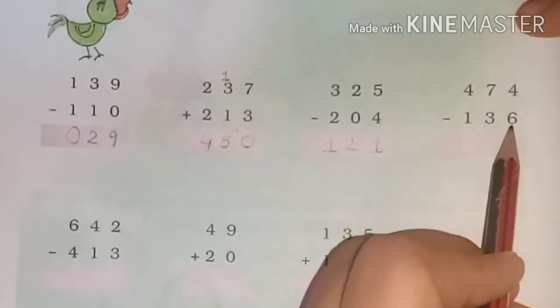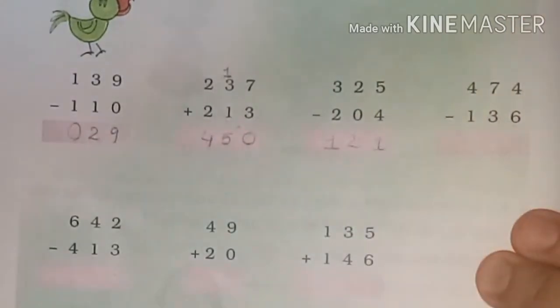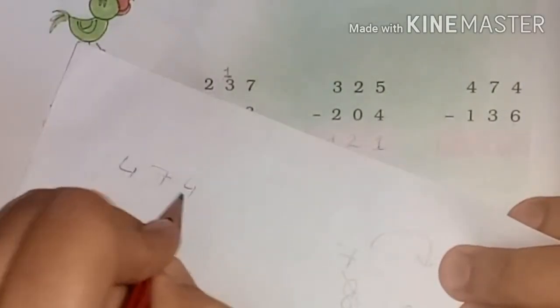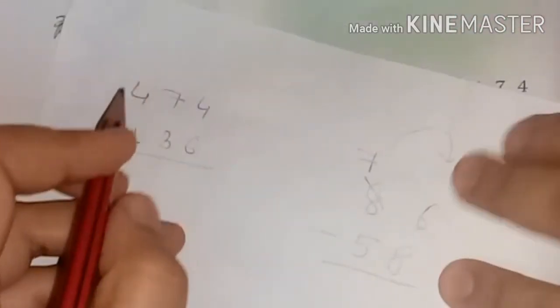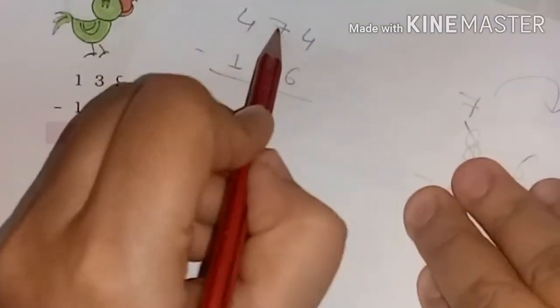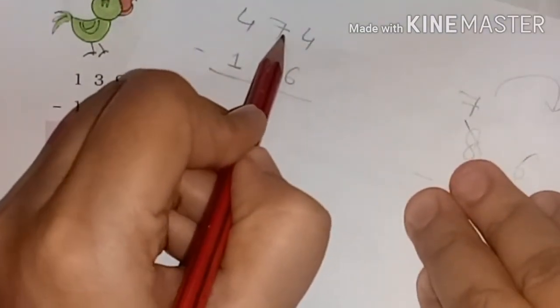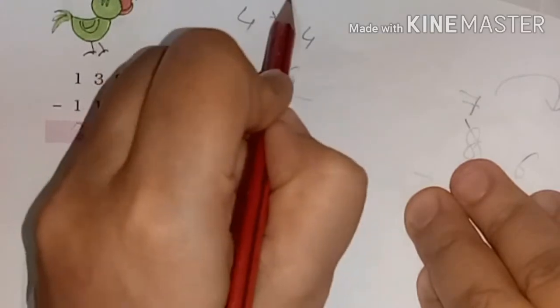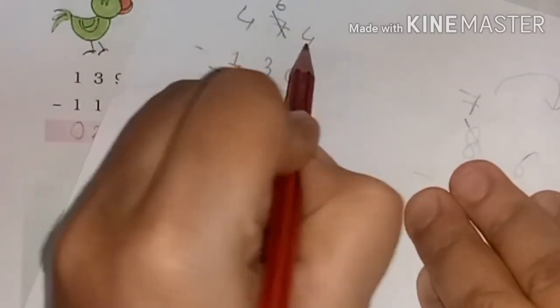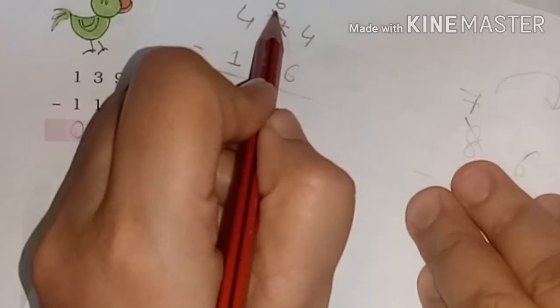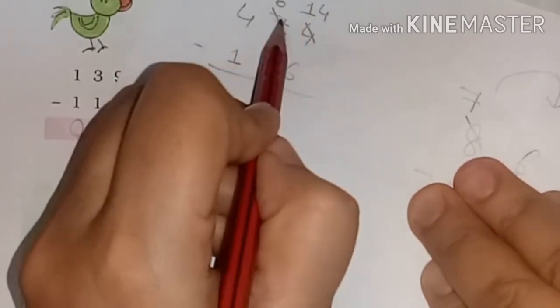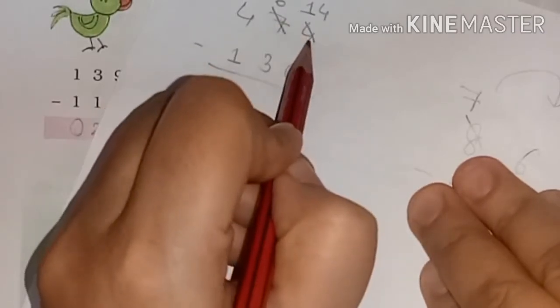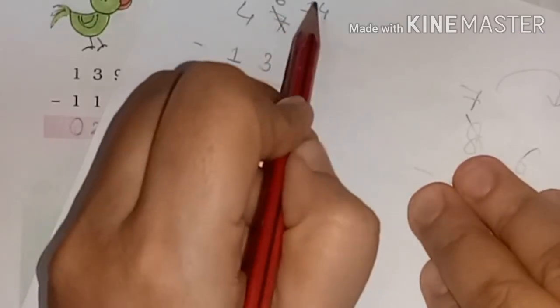Here 4 minus 6 is not possible. So as we did last time, we are having here 474 minus 136. So as we did last time, I am going to borrow one number from tens place. So this 7 will become 6. Instead of 4, since I am getting 10 ones from this place, I will be writing 14, because 10 ones from this place and 4 was already there. So 10 plus 4 is 14.